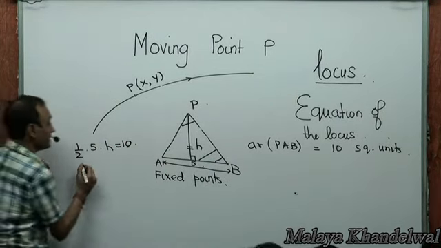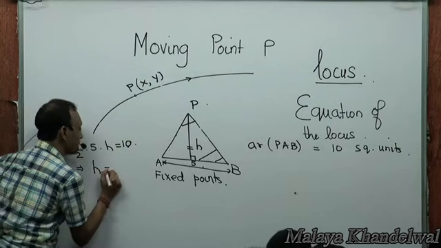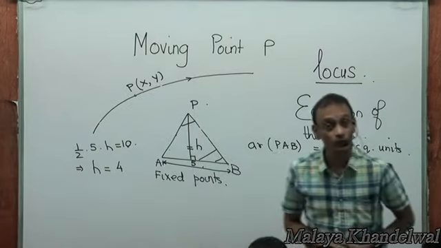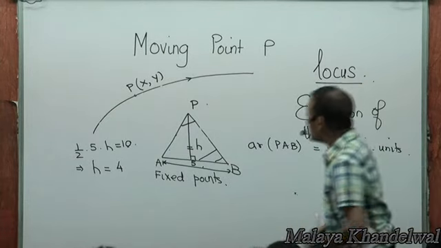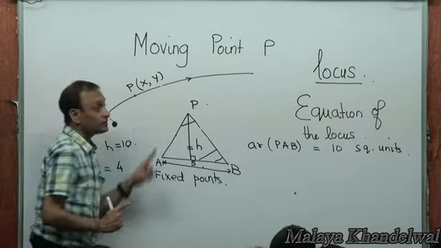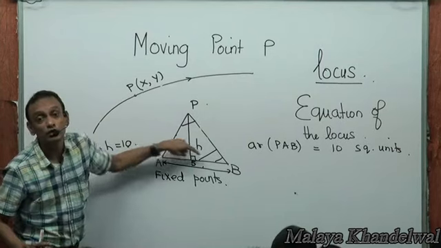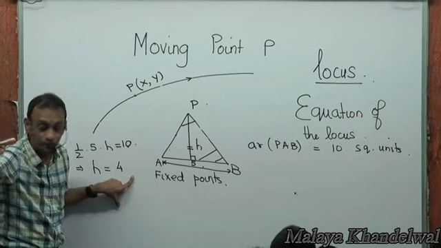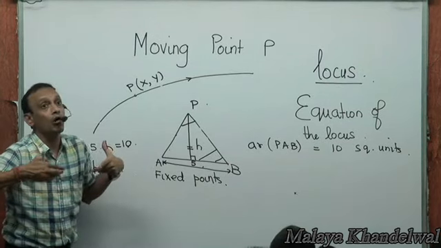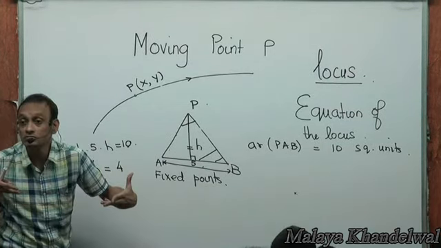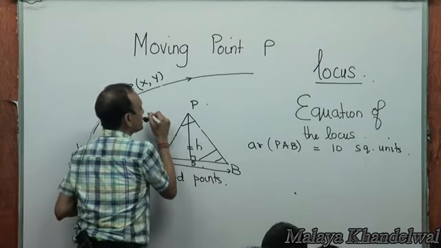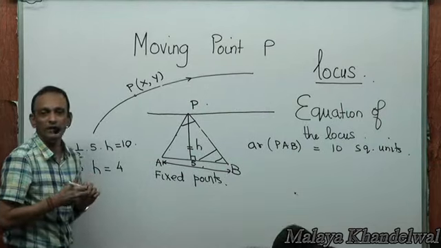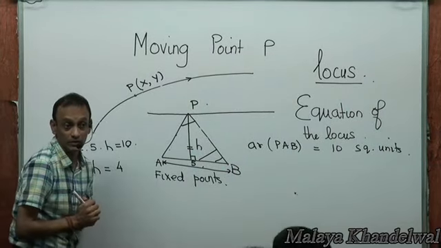Yes or no? That means P must move in a manner that H must be 4 units. Yes or no? Right? That means P moves in a manner that its distance from AB remains 4 units. Yes or no? Now, how can the distance of P from AB remain constant? If P moves in a manner such that it always lies on a line parallel to AB, right?